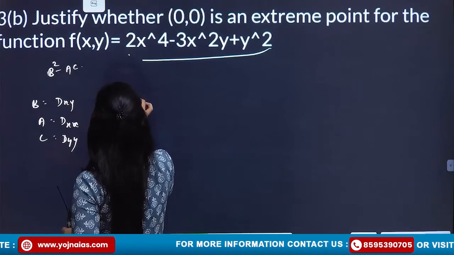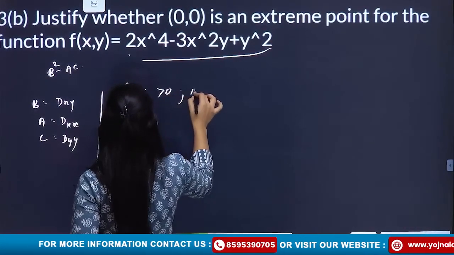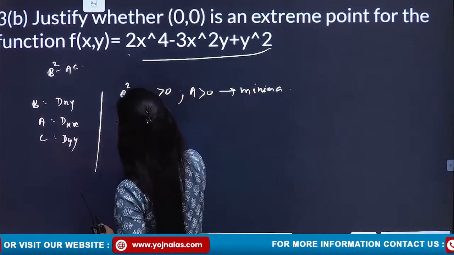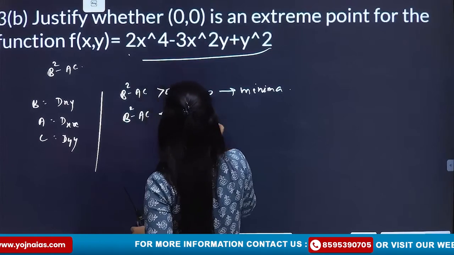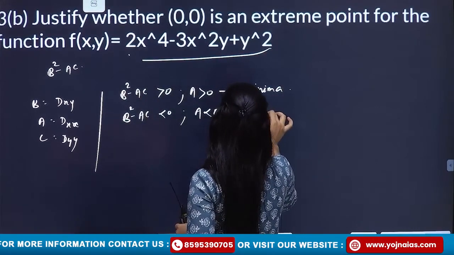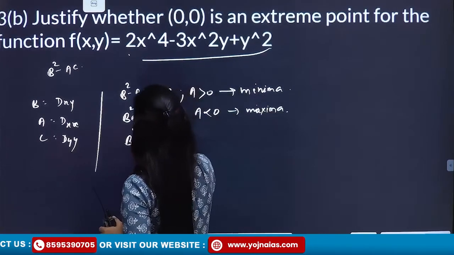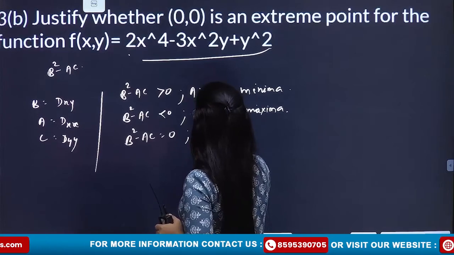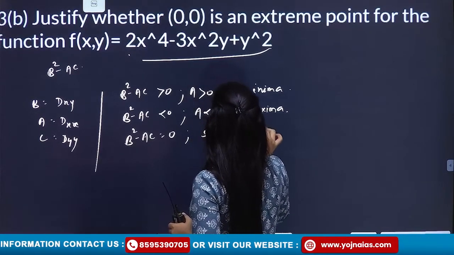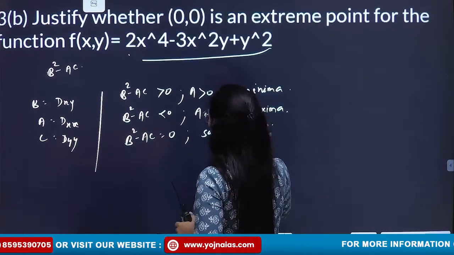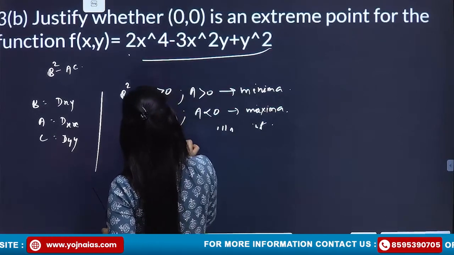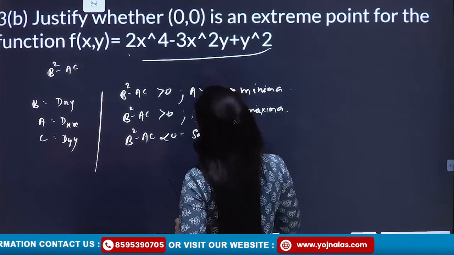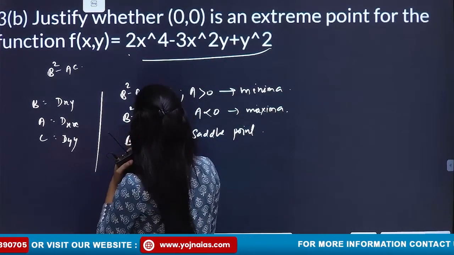The result says that if B square minus AC is greater than 0 and A is greater than 0, then it is going to be a minimum, and if A is less than 0 then it is a maximum. And if B square minus AC is less than 0, then you have a saddle point. A saddle point is what? Neither maxima nor minima. And if you have B square minus AC equal to 0, then further investigation is needed.